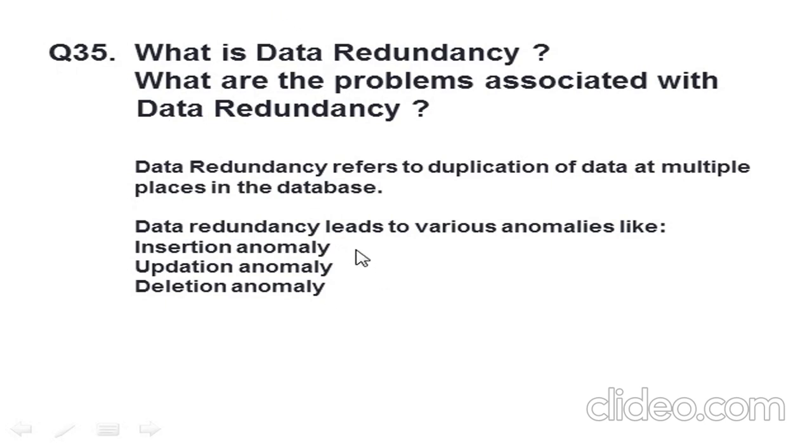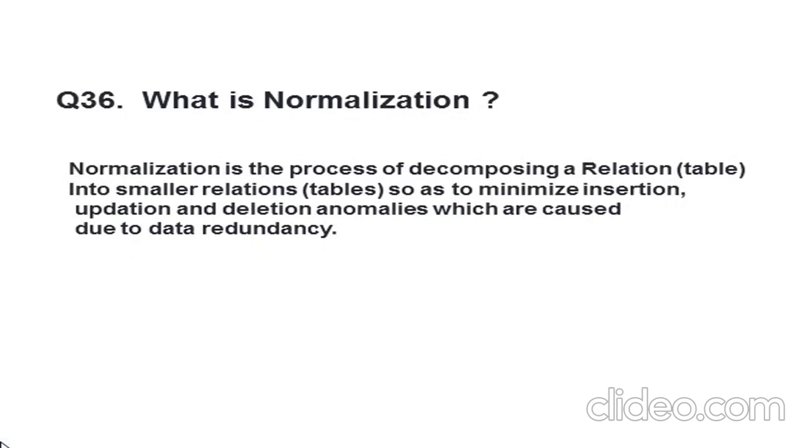So, what do you mean by anomaly? Anomaly means problem. So, data redundancy will lead to insertion anomaly, updation anomaly, and also deletion anomaly. These are the problems that will arise due to data redundancy. So, what is the solution to this data redundancy? The solution to this data redundancy problem is normalization.